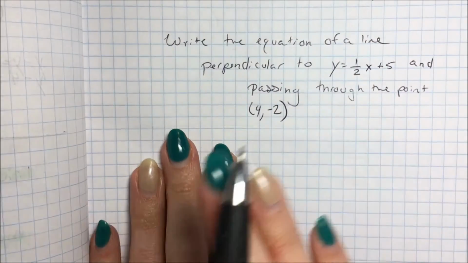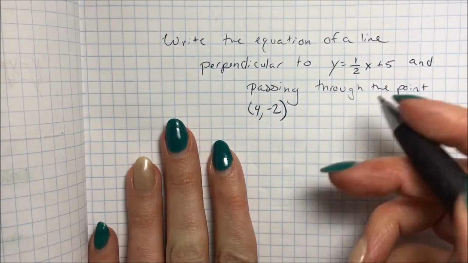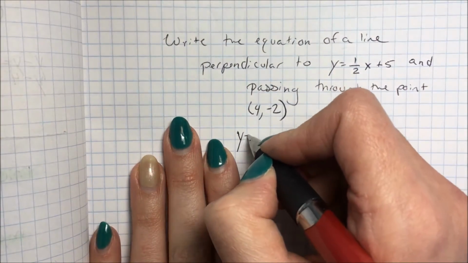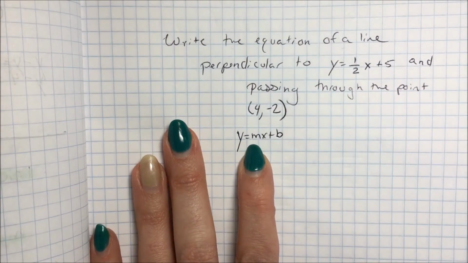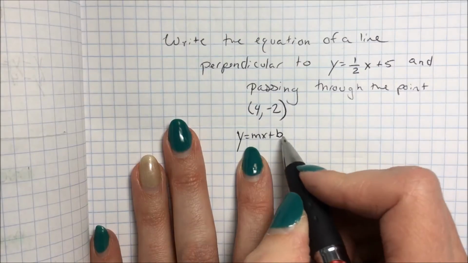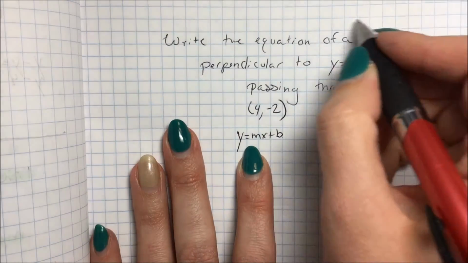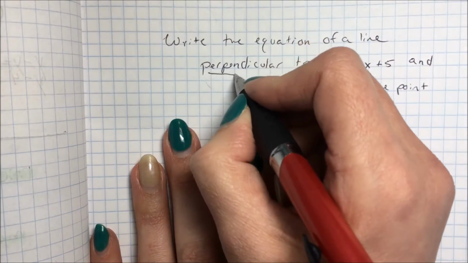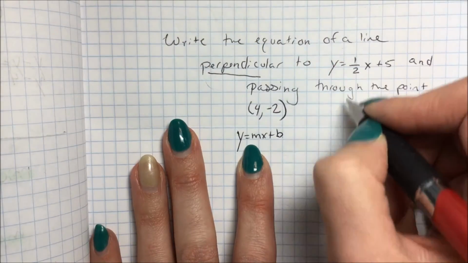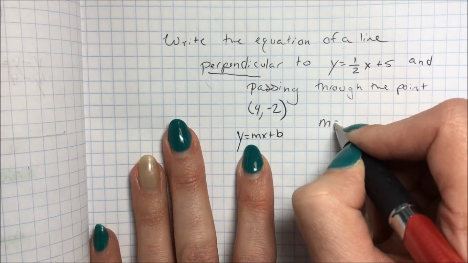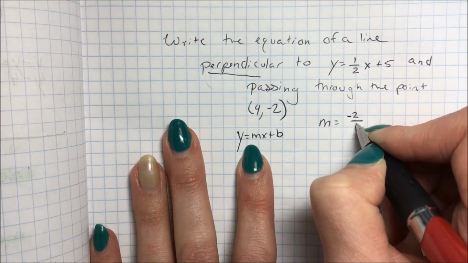I personally only like to remember one equation of a line. I like to remember the equation of the line y equals mx plus b. The other one's good to know, this one's need to know. So to write this equation, I need to know the slope and the y-intercept. Okay, if I wanted to make a perpendicular line to this, whose slope is 1/2, the negative reciprocal of 1/2 is -2/1.